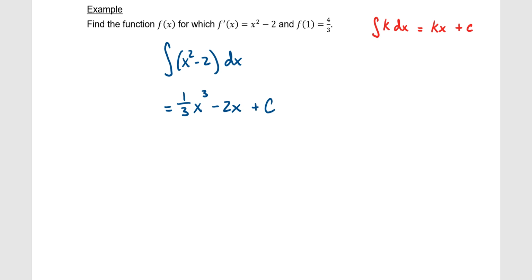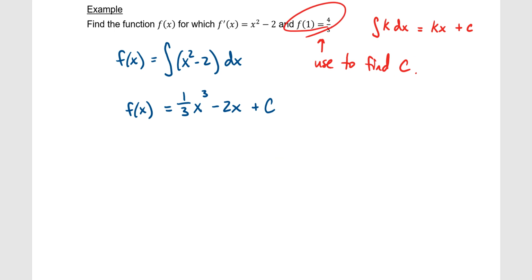So what we just found is f of x. f of x was the integral of its derivative, which should make sense. The integral of a derivative, they essentially cancel each other off, and we get this right here. Now we need to take this into account: f of 1 equals 4/3. We're going to use this to find c, the constant, because right now the constant can be any number, but this condition has it so we have to find an exact value of c.